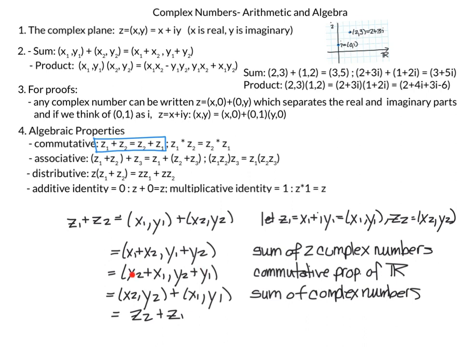The addition commutes anyway. And now that I have this form, I can just use how we add two complex numbers backwards. And so I can have x2, y2, and then x1, y1, which is equal to z2 plus z1.